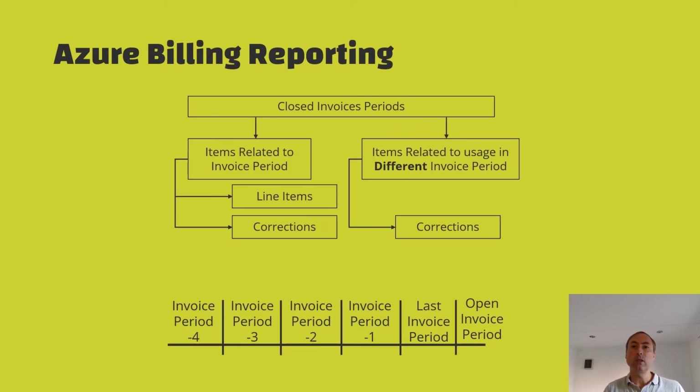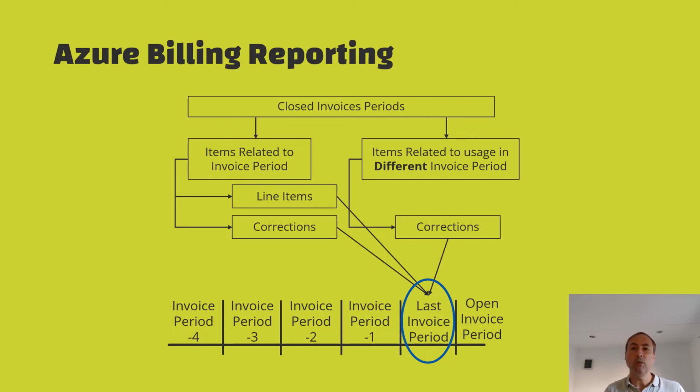So we have the closed invoice period. We have the two types of items. So the line items and the corrections related to the invoice period are, of course, on that specific invoice, and so are the corrections. Now we know that these corrections actually relate to usage in different invoice periods, but as we are looking at the billing reporting, we discard that and we just have a look at the invoice itself. Now, of course, this is great for the financial department, because they can check their invoices.